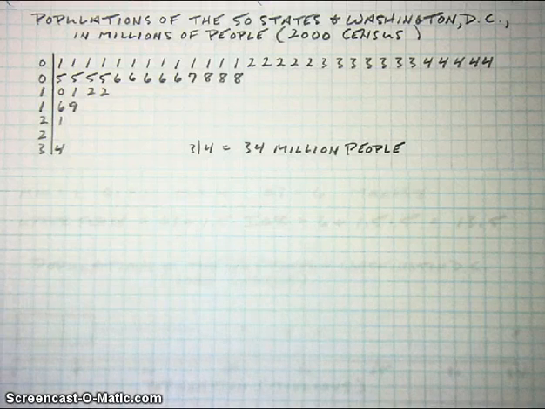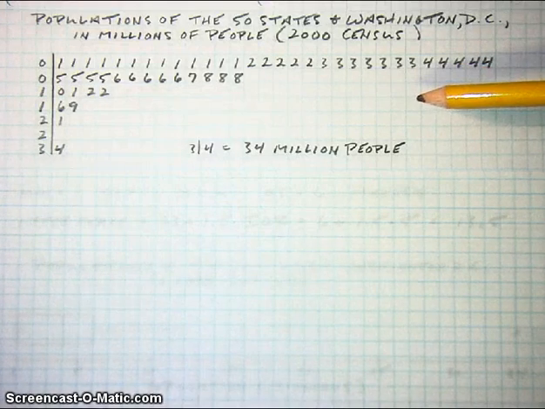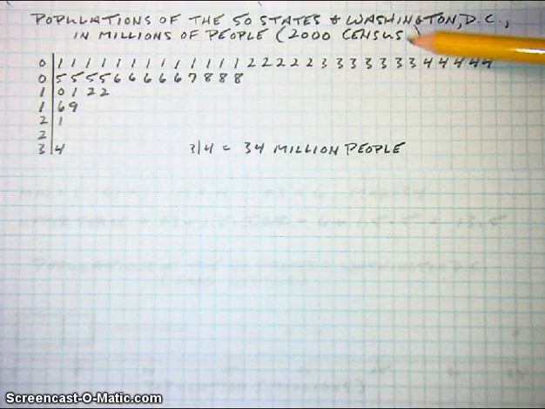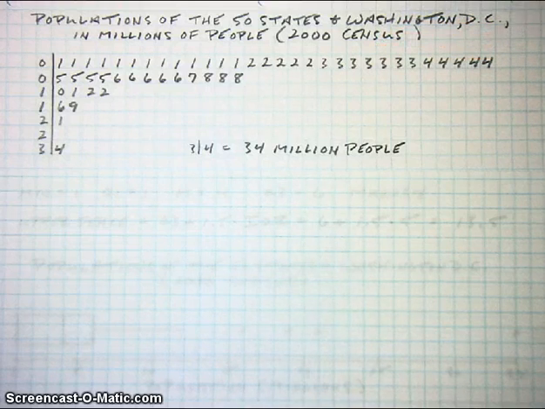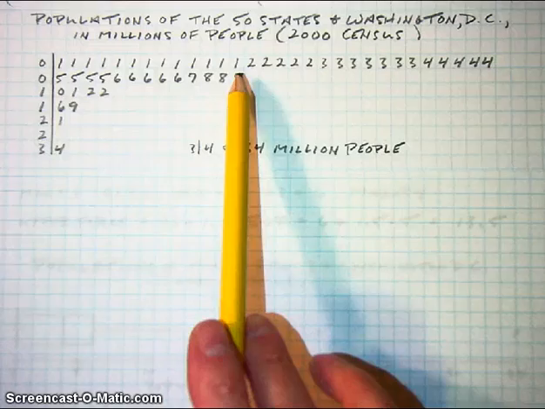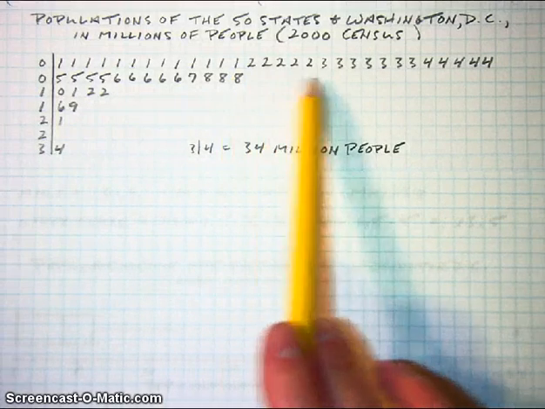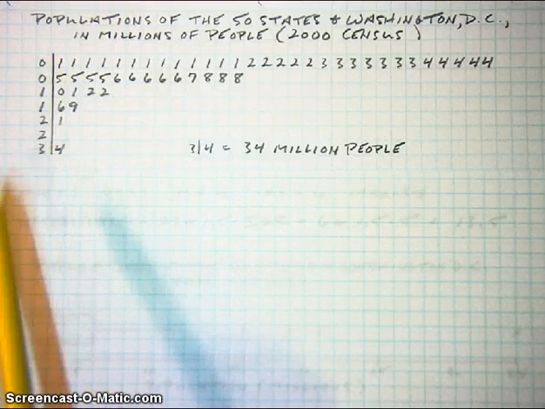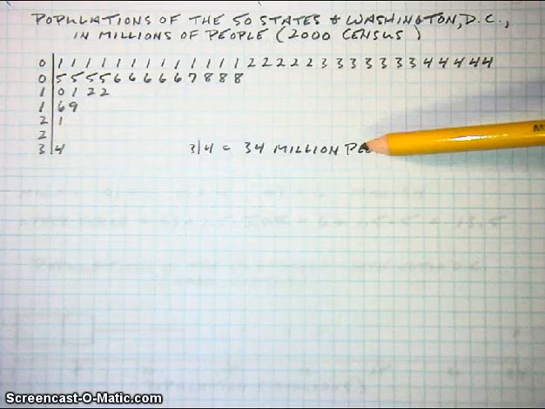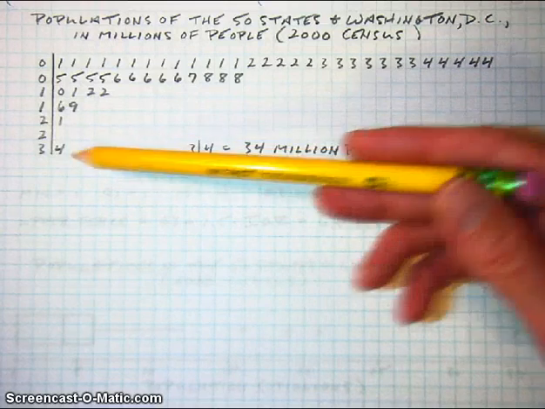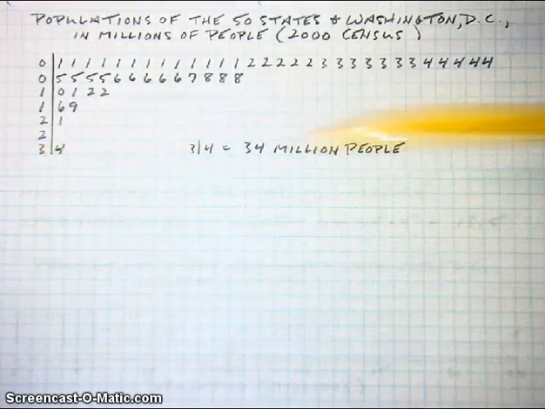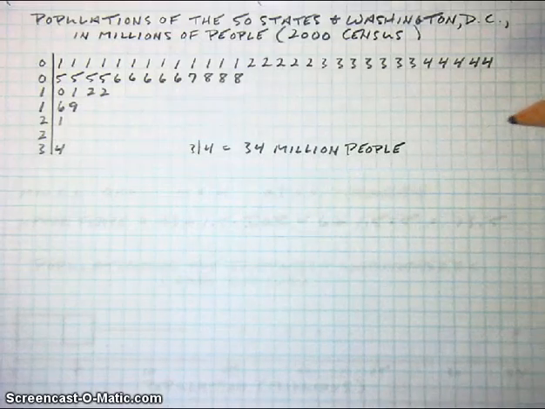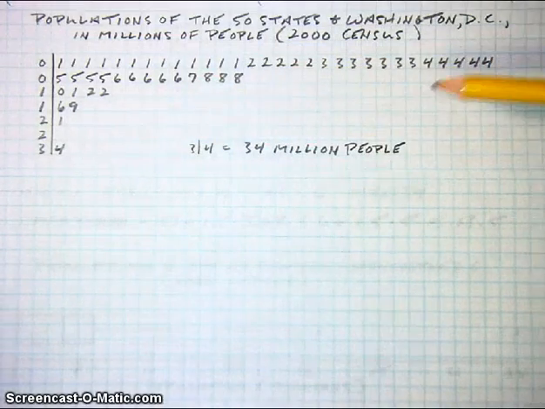Here's another example. We have a stem and leaf display right here of the population of the 50 states and Washington, D.C. in millions of people. This is based on the 2000 census. And as you can see, there are a lot of states that have about 1 million people. 5 have 2 million, etc. And then there's one way up here that has 34 million. That's California. And here's your little key that says what that expression right there represents. Now you can find the median and the 5-number summary from this stem and leaf display.